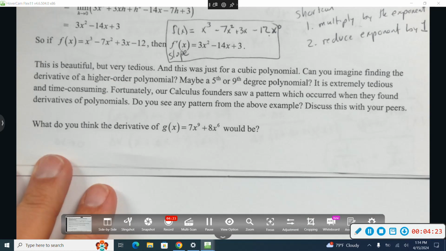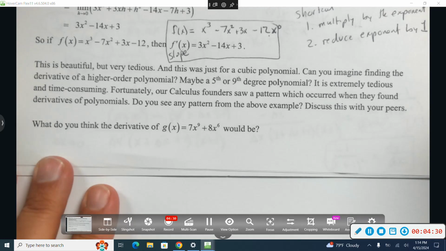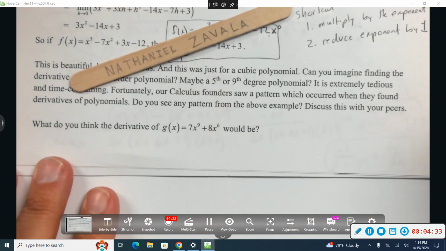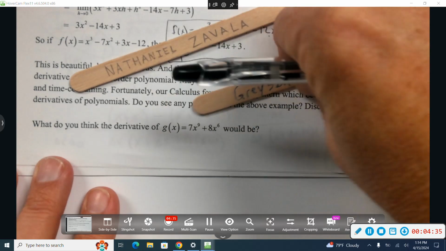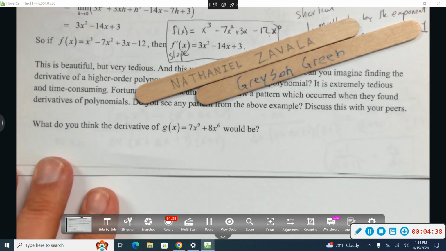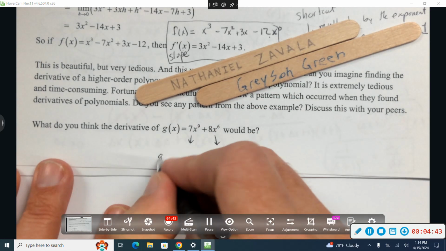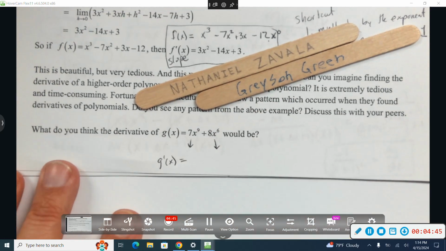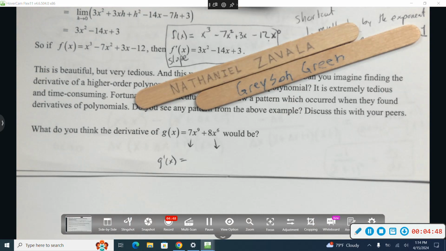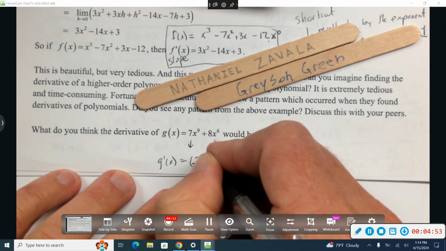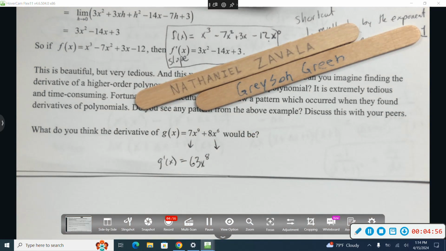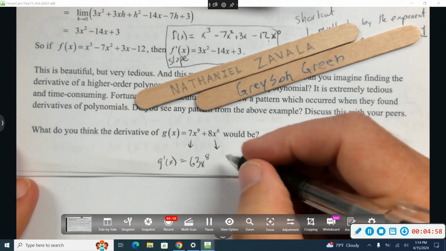So go ahead and answer that bottom question down there. We'll definitely call on people today, because even though it's our very first one, pick on 2 people. So, Nathaniel, what is the derivative of 7x to the 9th? 63x to the 8. Multiply by the power, decrease the power by 1. 63x to the 8.